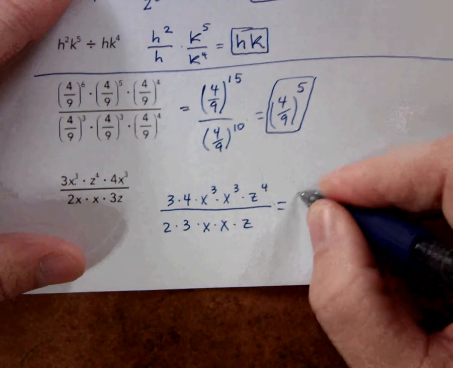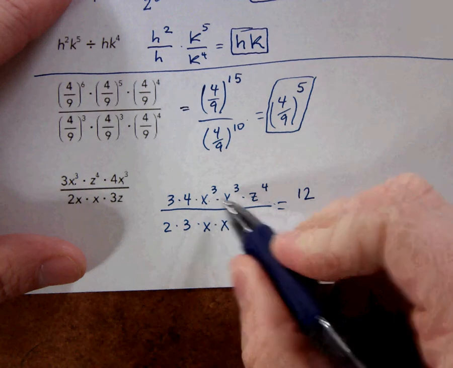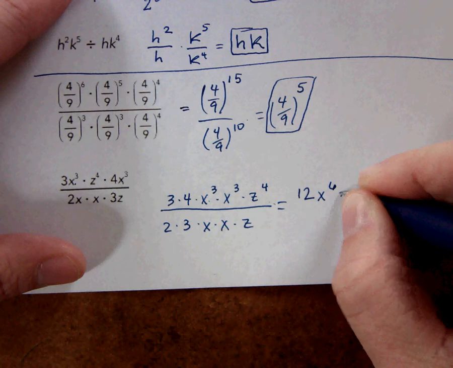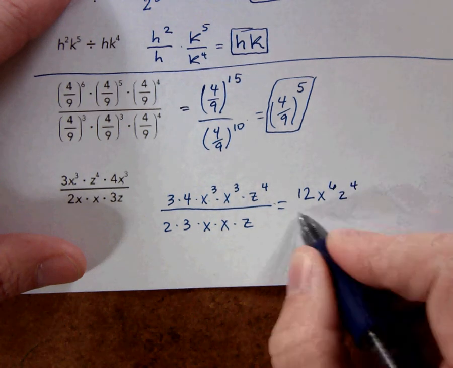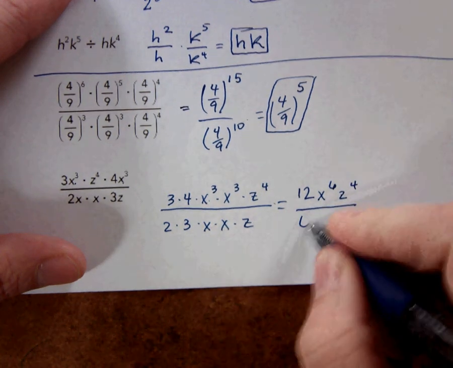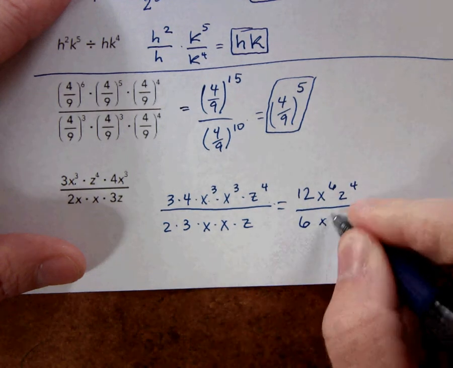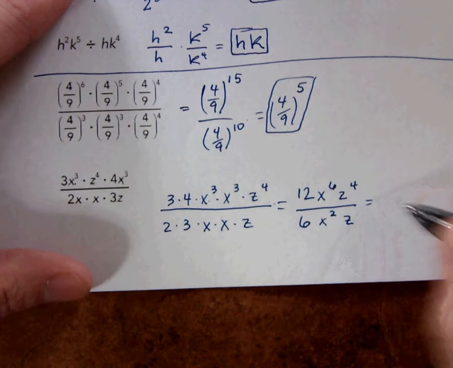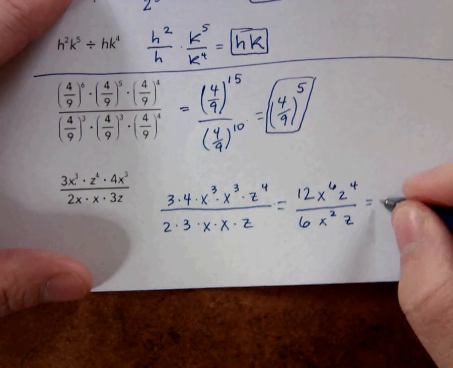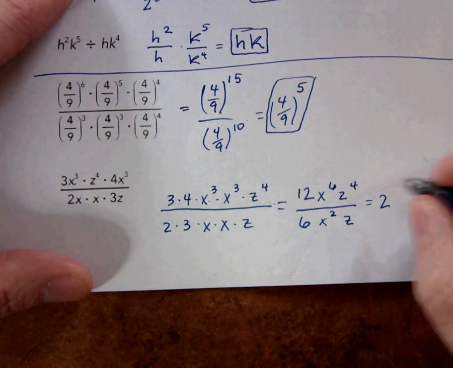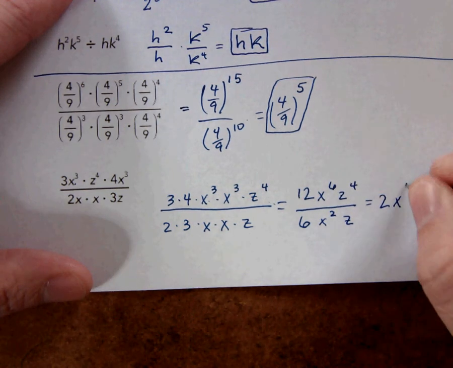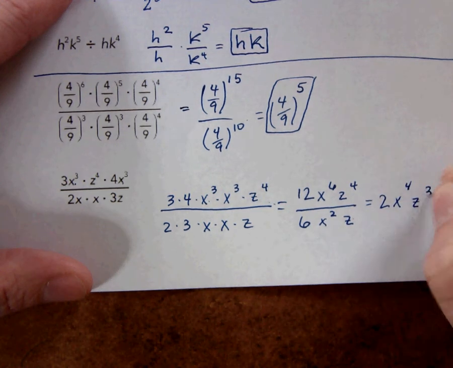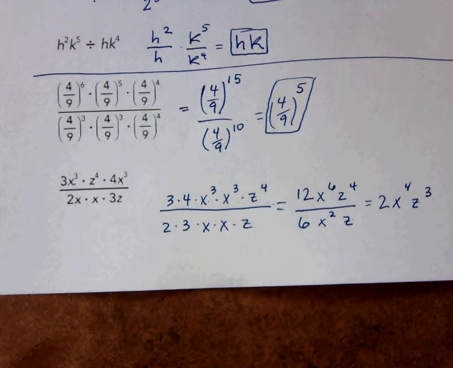Simplify the top now. 3 times 4 is 12. I have 1, 2, 3, 4, 5, 6 x's, and then I have 4 z's, over 2 times 3 is 6, 2 x's, and 1 z. And then we're just going to simplify. 12 divided by 6 is 2, x to the 6th divided by x squared, 6 minus 2 is 4, so x to the 4th, and 4 z's minus 1 z gives us z to the power of 3, and that's it.